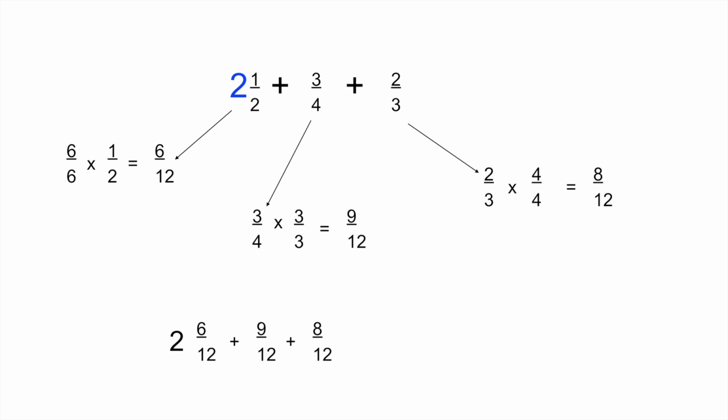All right, so with adding fractions, the denominators stay the same. So the bottom is going to be 12. And these numbers, you simply add across. So you would say 6 plus 9 plus 8. That would be your answer. And of course, you have to simplify this expression a little bit more. So instead of saying 2 and 23/12, you would simplify that to 3 and 11/12. So your correct answer is C.